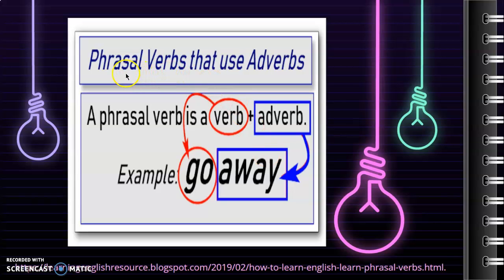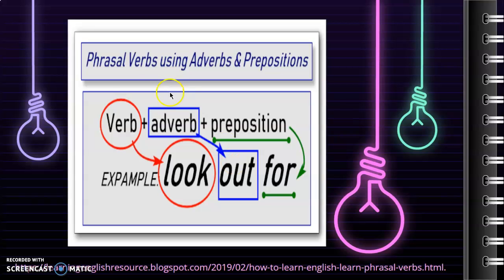We also have phrasal verbs that use adverbs. For example, go away. And there are some other phrasal verbs that use adverbs and prepositions. These are called three-word verbs. For example, look out for.